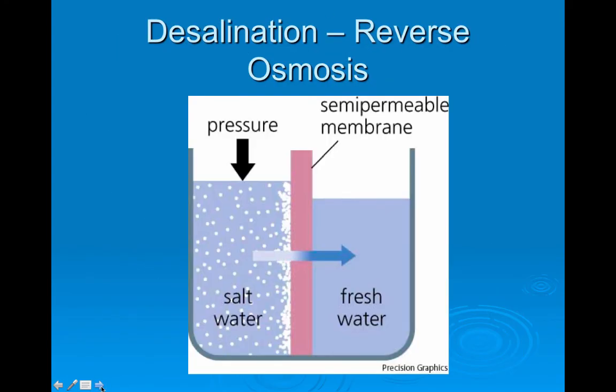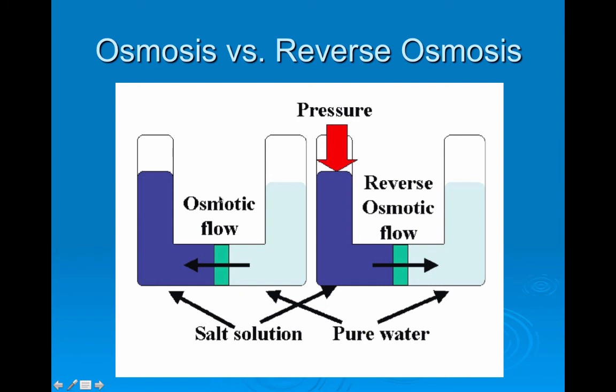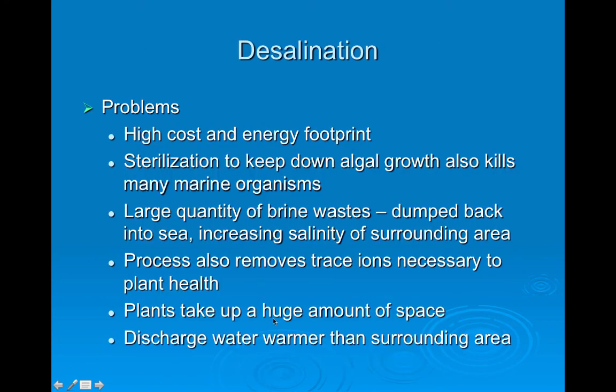All right. Here's the desalination process of reverse osmosis. You put salt water under high pressure. You've got what's called a semi-permeable membrane. That means only certain things can go through it. Salt water is left behind here. Fresh water goes through. Here again, osmosis is where water flows from a high concentration to a low concentration. Reverse osmosis is where you force water to go from a low to a high concentration, and that's through the application of pressure.